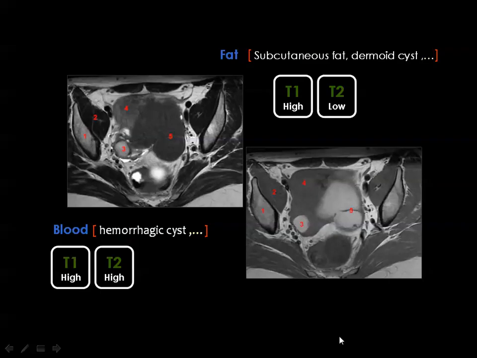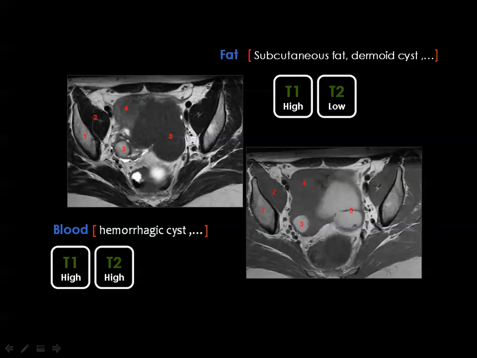Then what will appear bright in the T1 and somewhat dark in the T2 weighted image is fat. Then if you look here, this is a cyst in the pelvis, and the cyst contains fluid. The fluid is dark in the T1 and bright in the T2 weighted images. But look here for this number 3, there is a lesion which is bright in the T1 and bright in the T2. This lesion may represent fat or may represent blood. Then let's say the dermoid cyst contains fat and the hemorrhagic cyst contains blood.